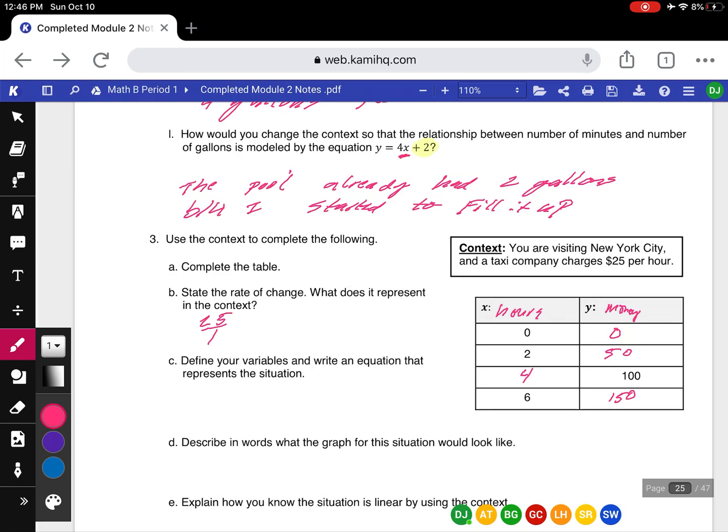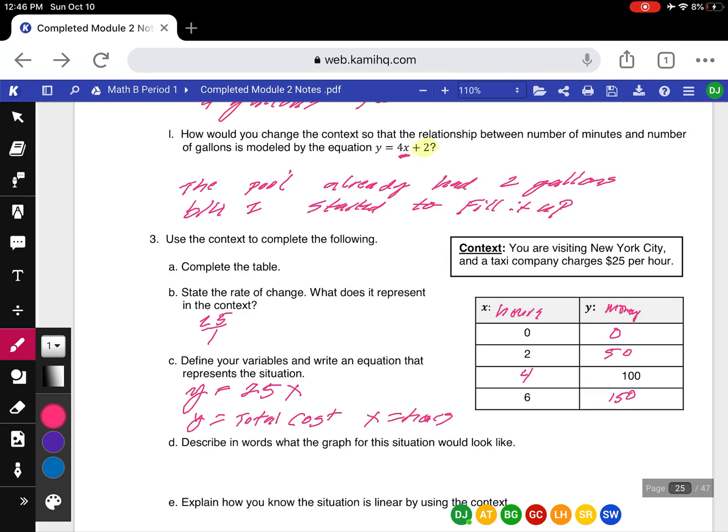Now it says define your variables and write an equation that represents this situation. So the total amount of money is equal to $25 per hour, where Y represents the total cost and X represents hours.